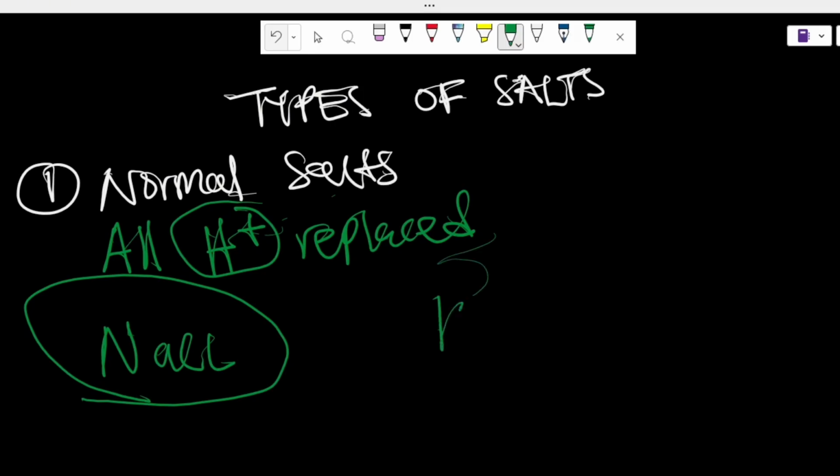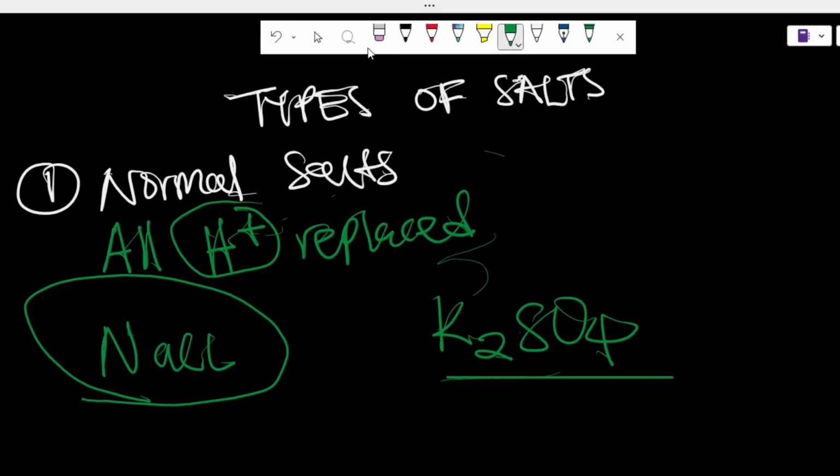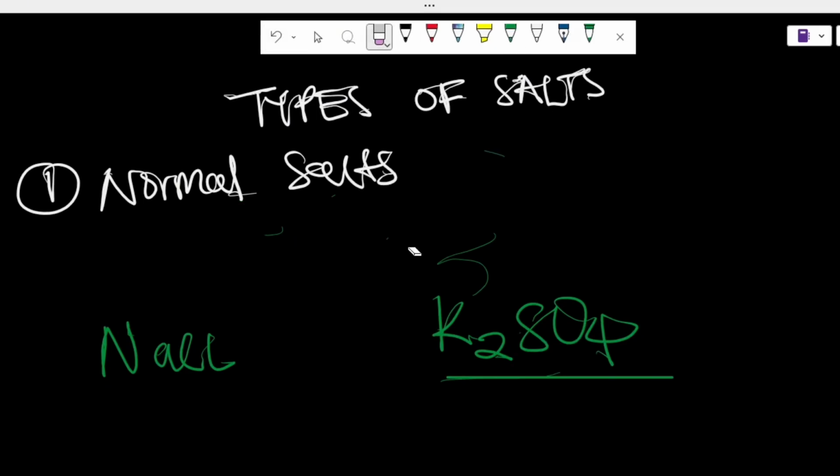The same is true for salts like potassium sulfate. You can't see any hydrogen ion in this particular salt, which means that this is also a normal salt. So it's quite easy to understand, not so?